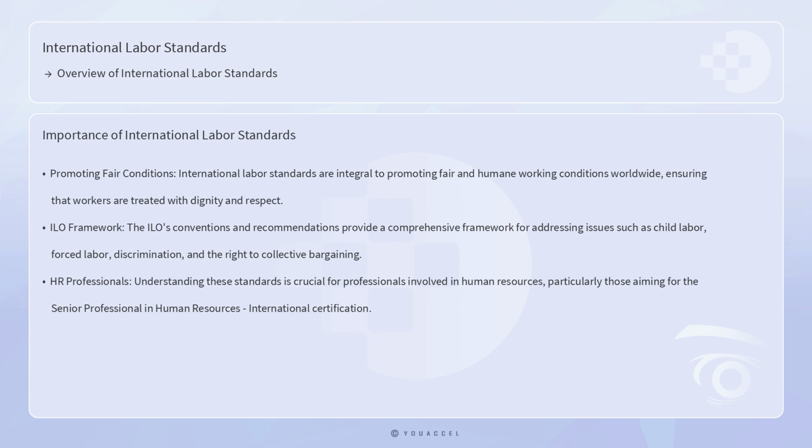Understanding these standards is crucial for professionals involved in human resources, particularly those aiming for the Senior Professional in Human Resources international certification, as they navigate the complexities of global labor practices.